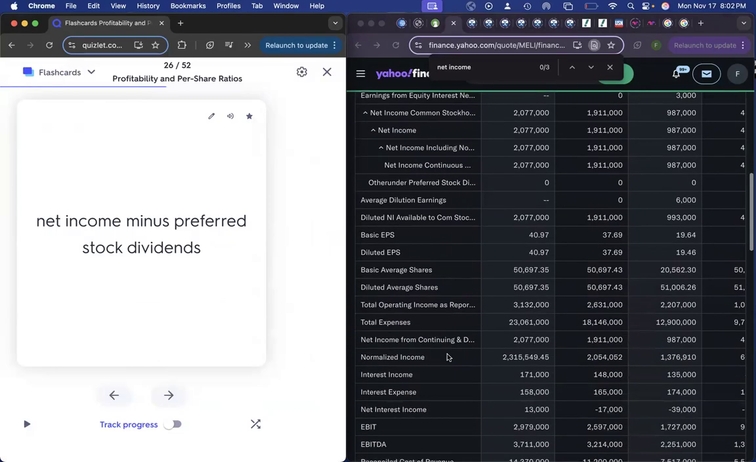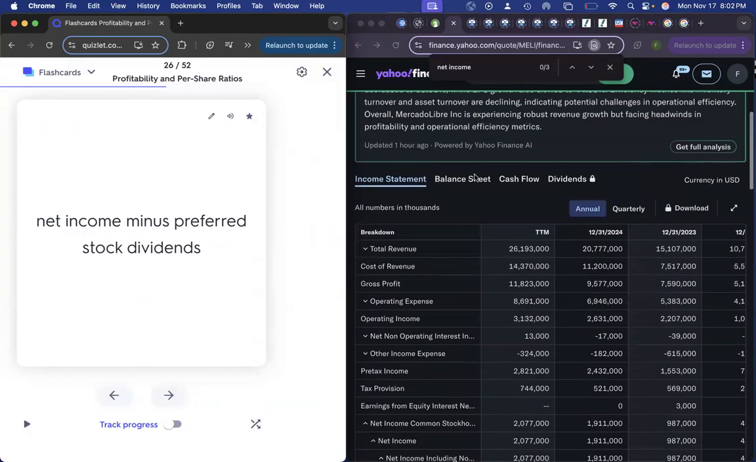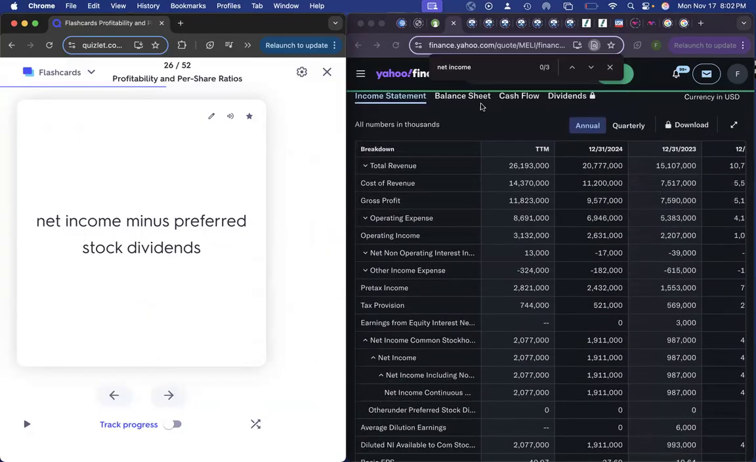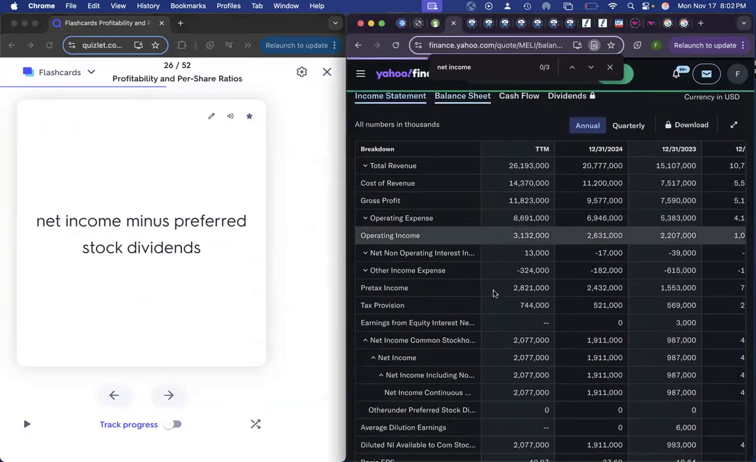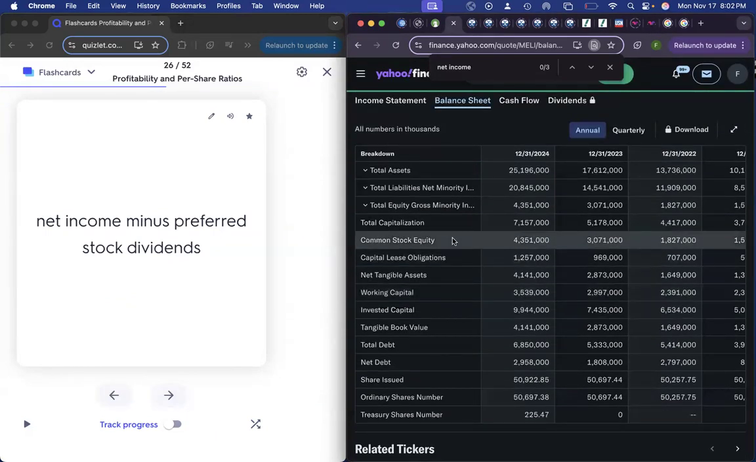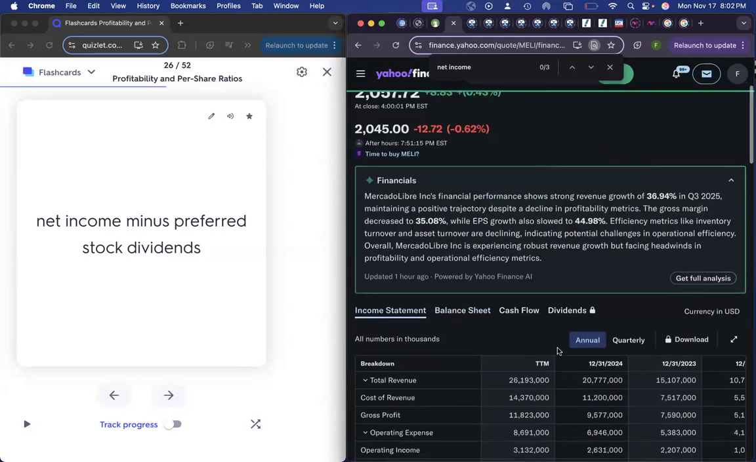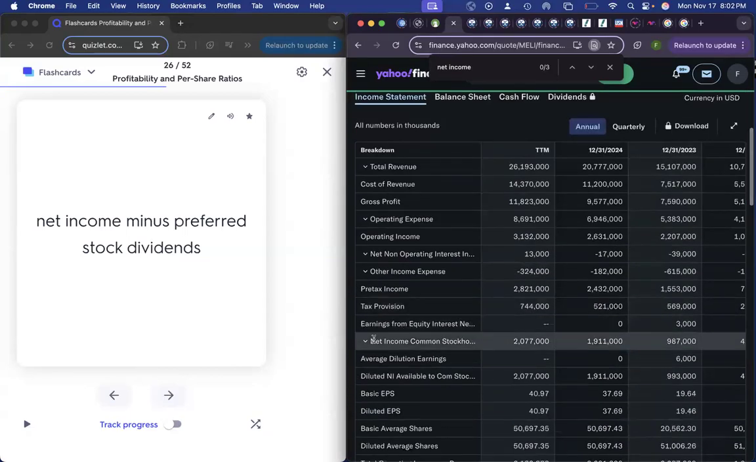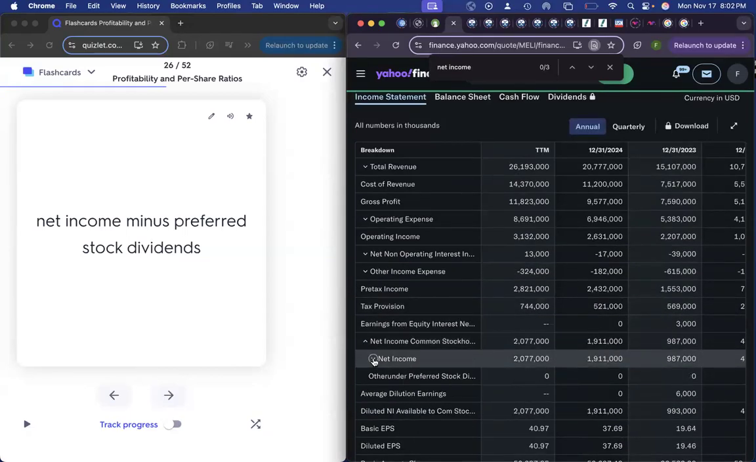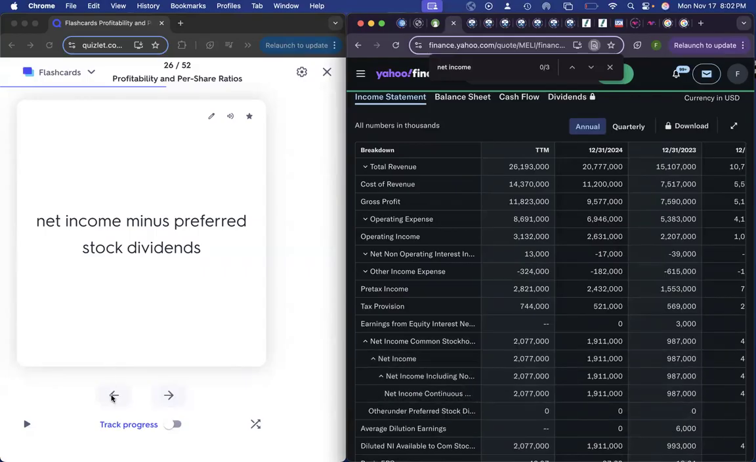Preferred stock dividends. They might not have any. Let me check the balance sheet just to confirm. So they have common stock, but they don't have preferred stock. So that explains why this net income to common shareholders is the same as regular net income.